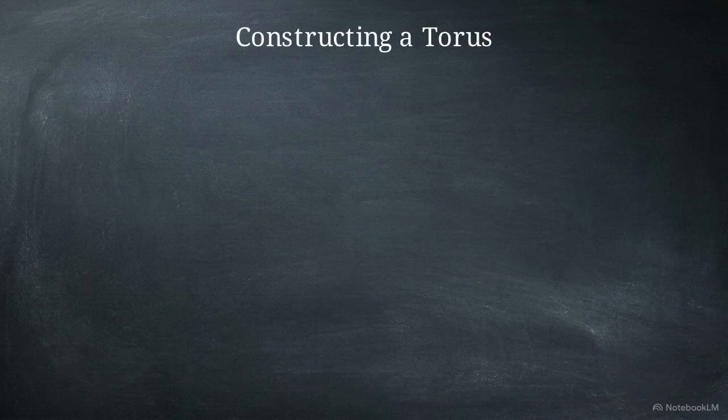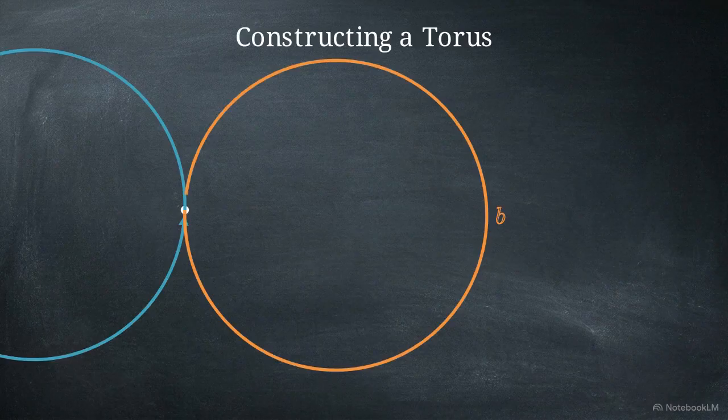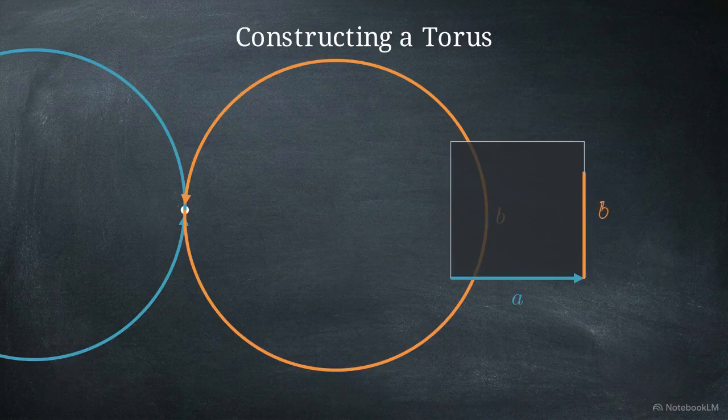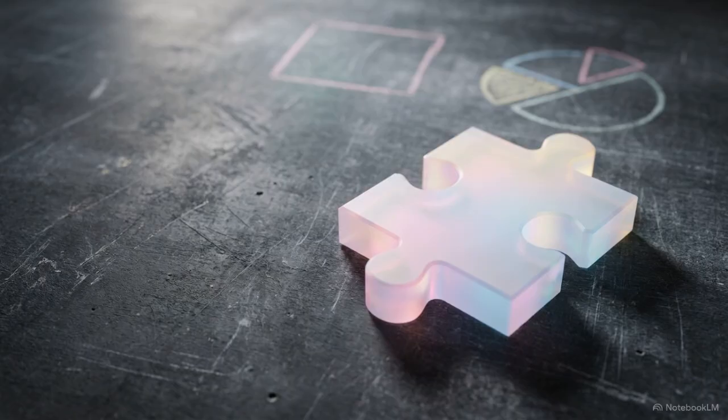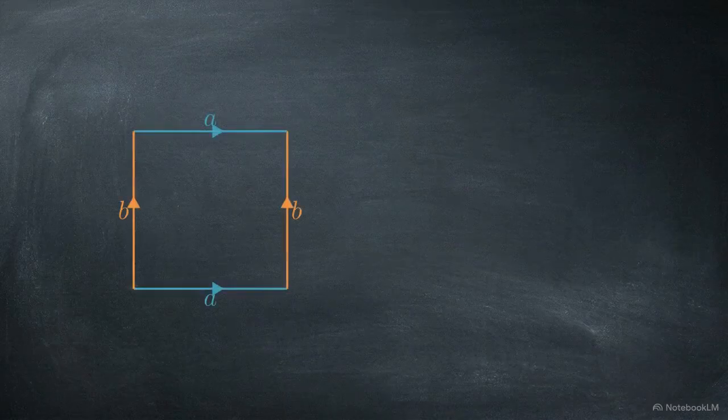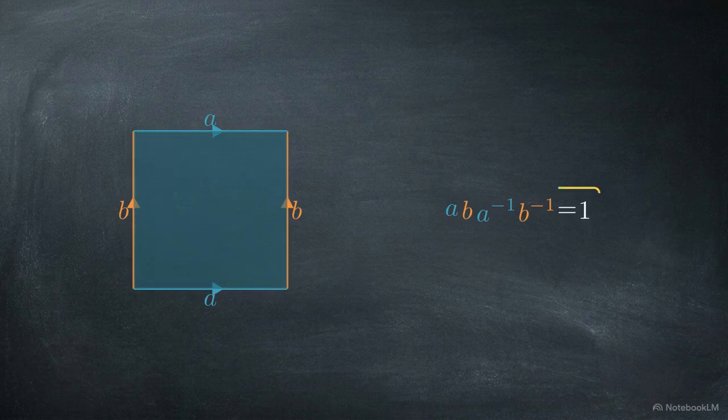Let's test this concept. Imagine a wedge of two circles, called A and B. If we attach a square-shaped 2-cell whose boundary traces the path A, then B, then backwards along A, then backwards along B, giving us the word A B A inverse B inverse, what algebraic relation does that new surface create? By adjoining the 2-cell along that specific path, the boundary word equals the identity element. Our path sets A B A inverse B inverse equal to 1.